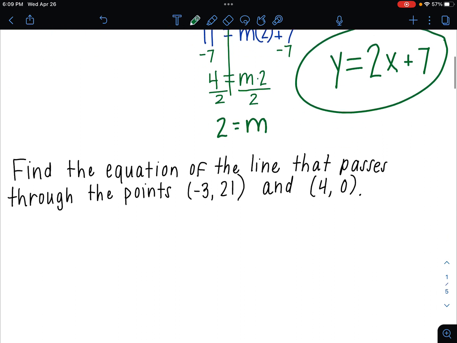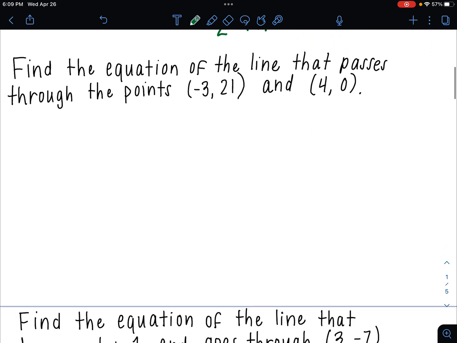All right, let's do another example. In this example, it says, find the equation of the line that passes through the points -3, 21, and 4, 0. So in this situation, we weren't actually given a slope. We weren't given the y-intercept.